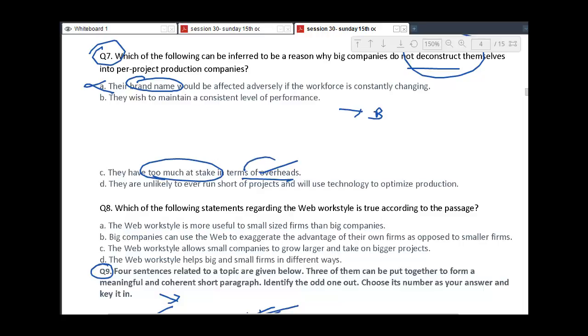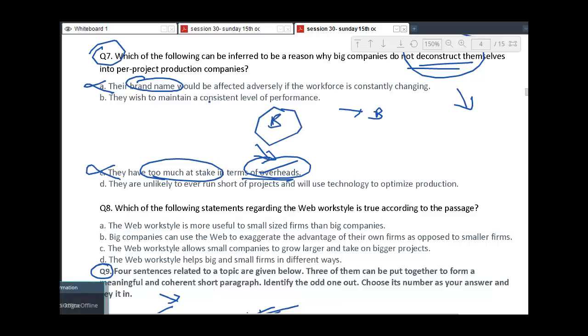Overhead basically means too much of responsibility because the workforce is very large. But the companies don't want to deconstruct means what? They want to focus on their core competency. C is not the answer. B is the best choice because they want to be consistent in what they are doing already. Use a common sense answer. The answer is given in the second sentence. Why not D? They are unlikely to ever.